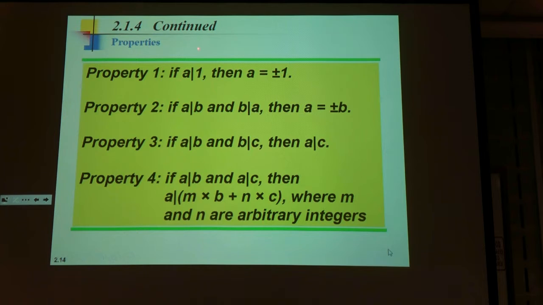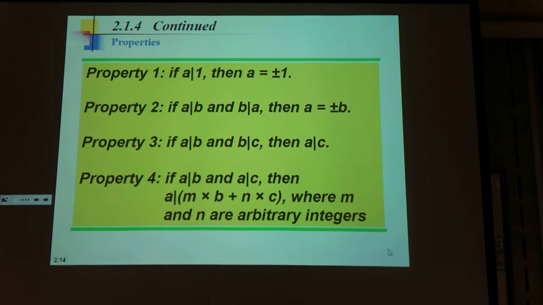If A divides 1, then how much is the value of A? Plus or minus 1. That's the only option. If A divides B and B divides A, then A is plus or minus B. So they are equal, but the sign could be equal or different. If A divides B and B divides C, then A for sure divides C. And property number 4: if A divides B and A divides C, so A divides 2 different numbers.